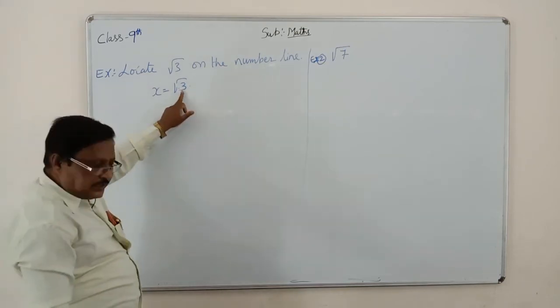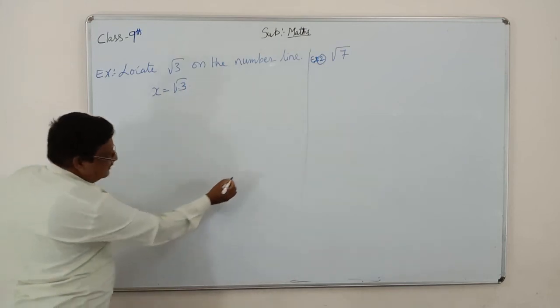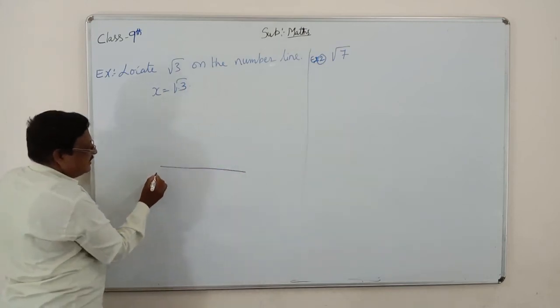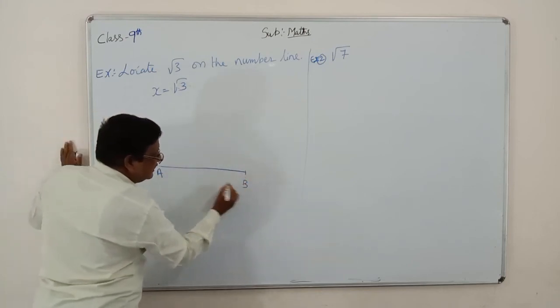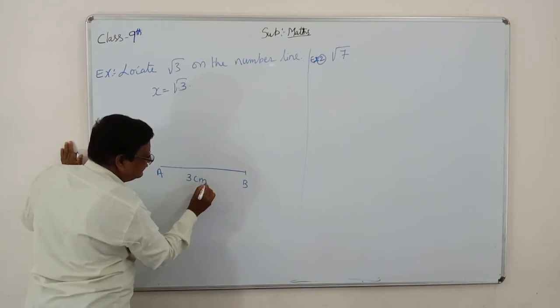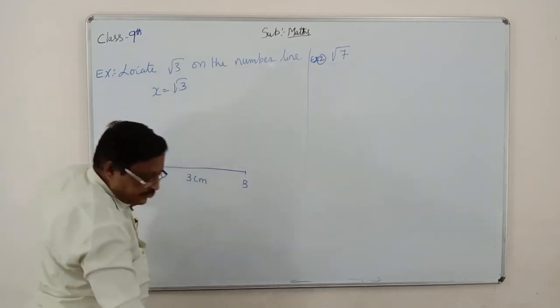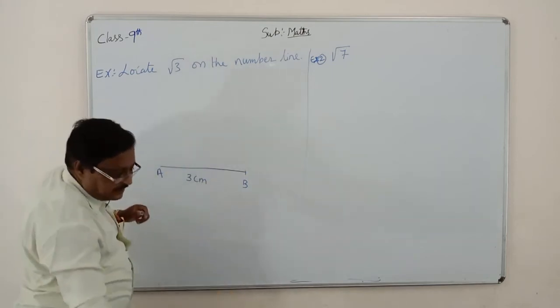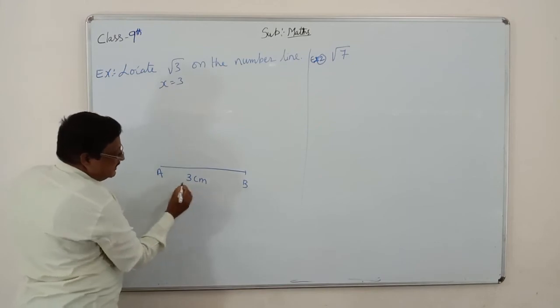Here, 3 is the number. First you draw a line of 3 centimeters. This is A, this is B, 3 centimeters. Here, x is equal to 3, as you see inside the number. You write x is equal to 3. Here 3 centimeters, this one.